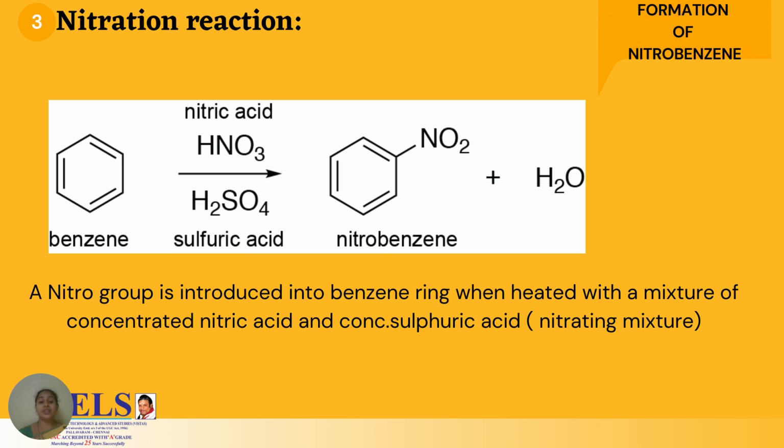Now coming to nitration. Nitration is one example of electrophilic aromatic substitution. When benzene is treated with nitric acid and sulfuric acid, generally considered the nitrating mixture, one of the hydrogens of benzene is replaced by a nitro group to produce nitrobenzene. This is nothing but the nitration reaction of electrophilic aromatic substitution.